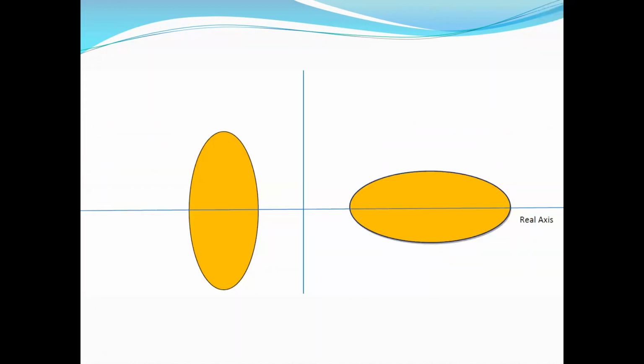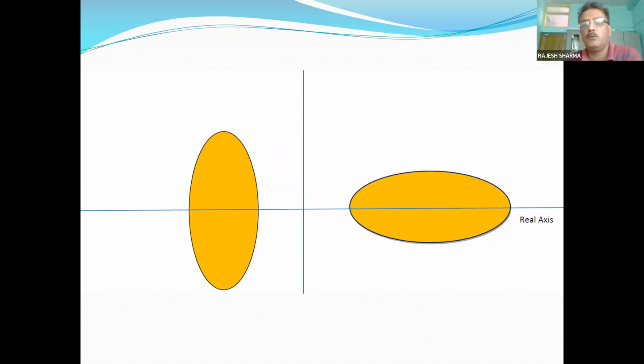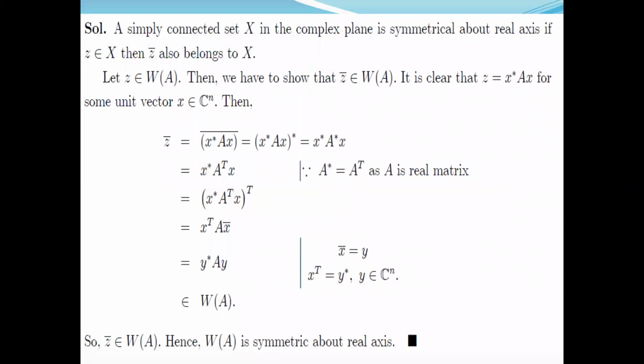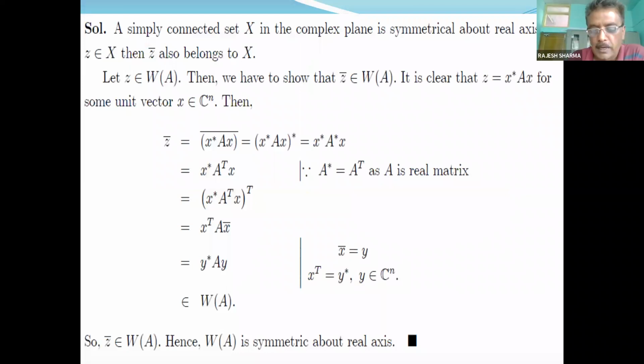If alpha plus iota beta belongs to W(A), then alpha minus iota beta is also in W(A). We have to prove that. For this, if alpha plus iota beta is equal to some x star Ax, then if we take the x bar vector, then x bar star A x bar is alpha minus iota beta. Yes, good. So we express it here.